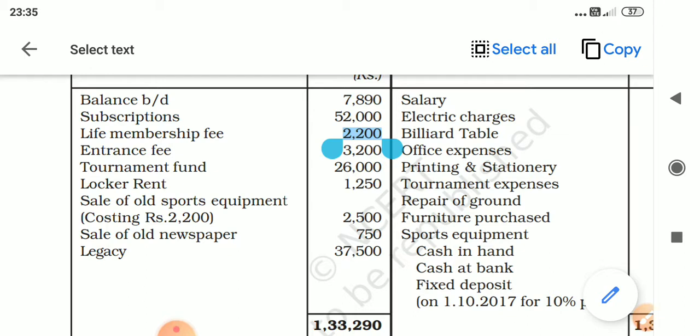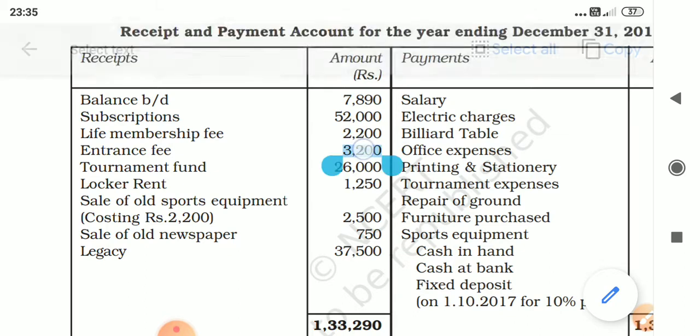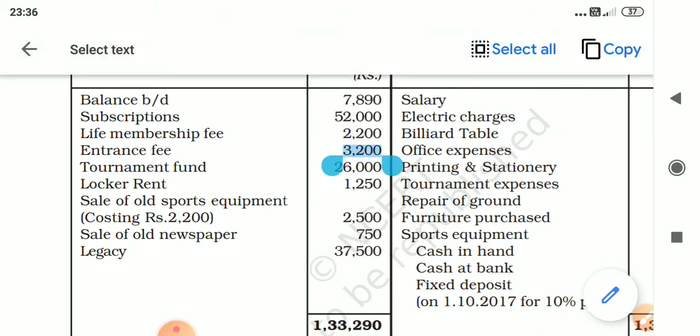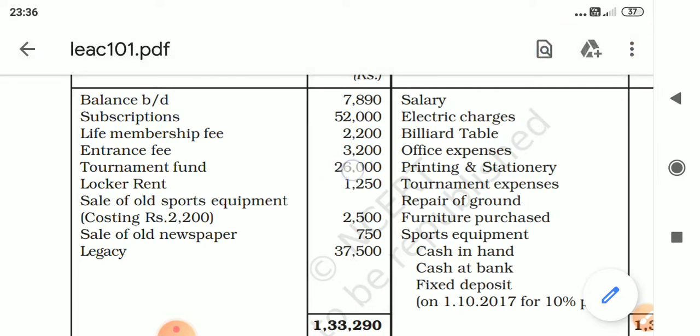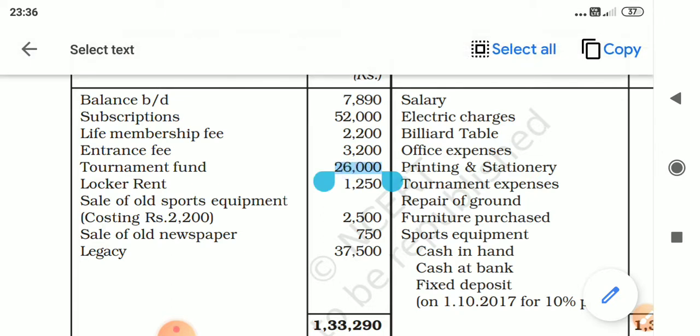Okay. Entrance fee. Entrance fee is a revenue item as per your CBSE syllabus. So it will appear in the income side of income and expenditure account. Tournament fund. Tournament fund is a kind of special receipt, specific receipt. Okay, you have to follow that rule. In my previous video, I have explained it. So tournament fund will appear in the liability side of the balance sheet.